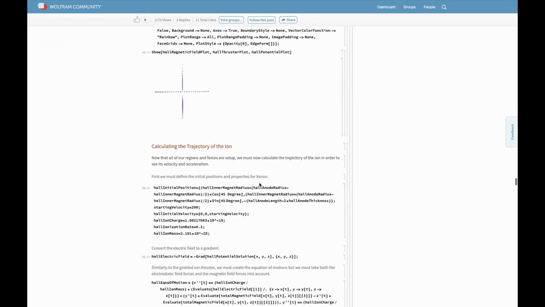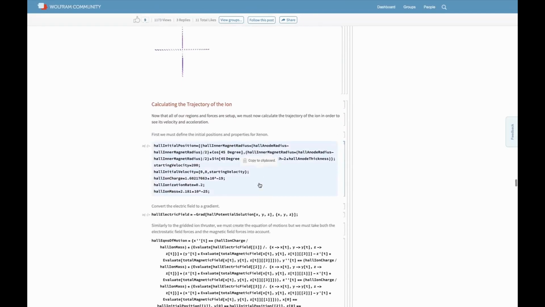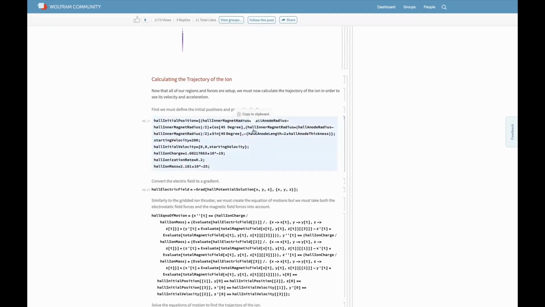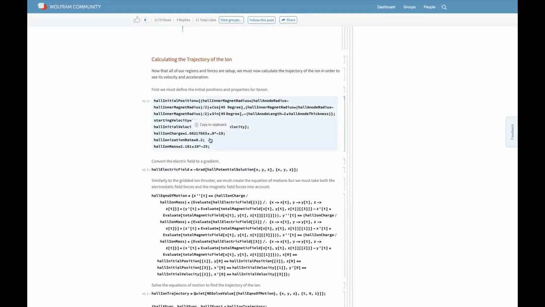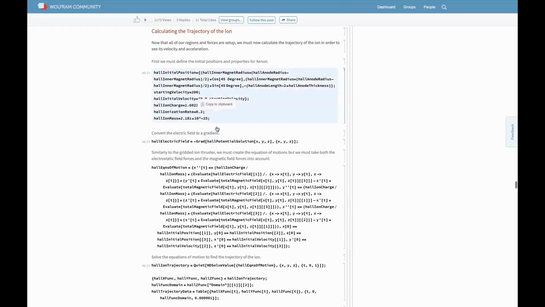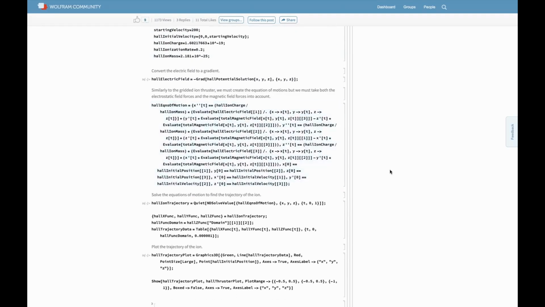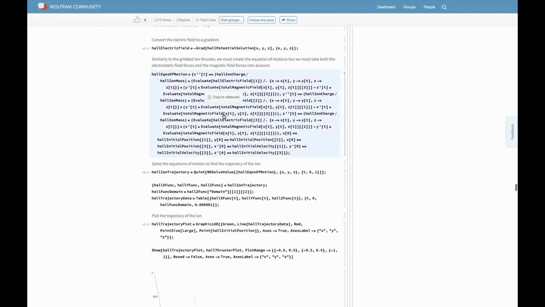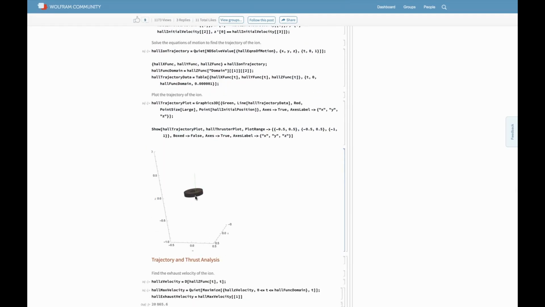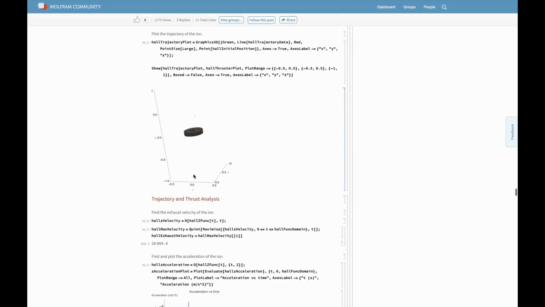And having seen that, we can then calculate the trajectory of the ion again, and you just define the initial position and initial velocities. Same thing as up there. And with the equations of motion, I also added the magnetic field forces into the equations of motion, which also affect how the ion moves, and the trajectory of the ion is calculated here. And same thing, I just plotted out the trajectory of the ion. And you just see it going up in the green line.